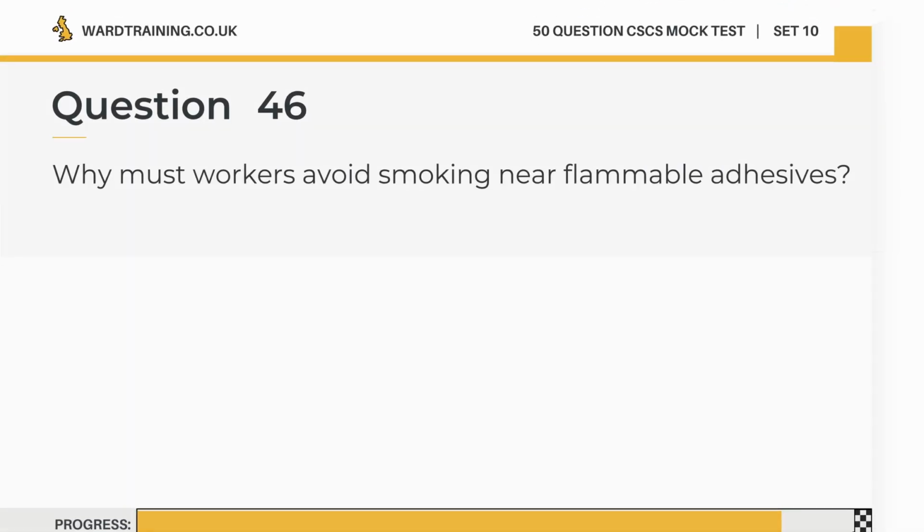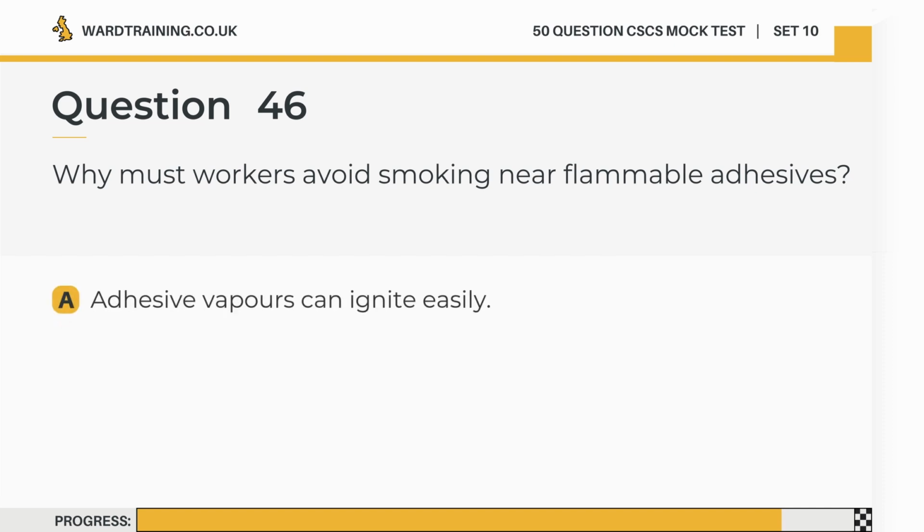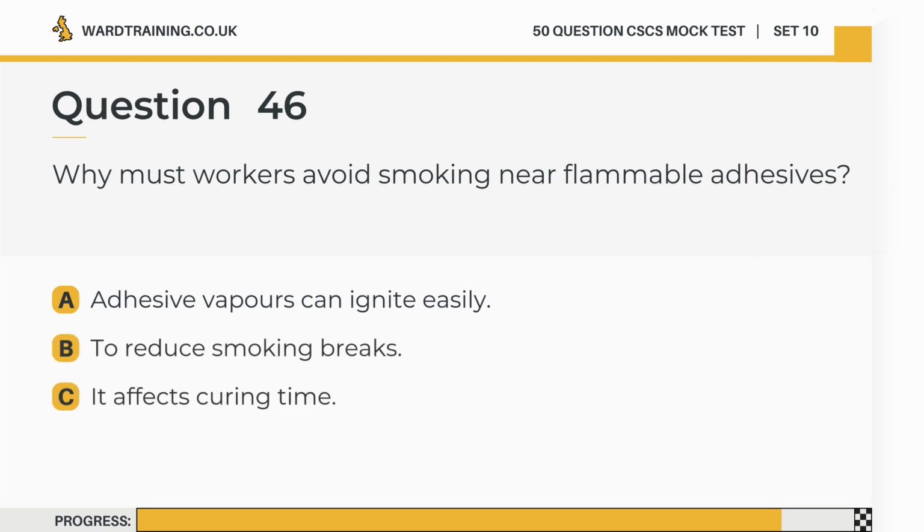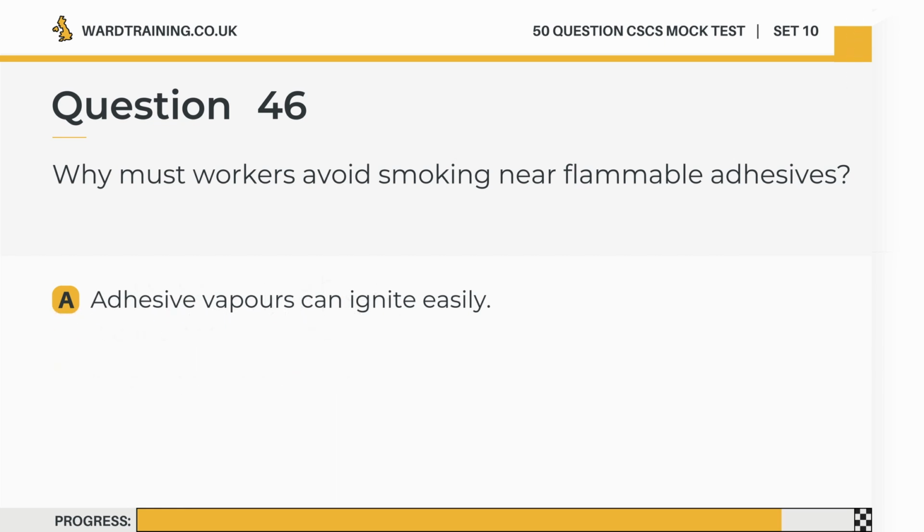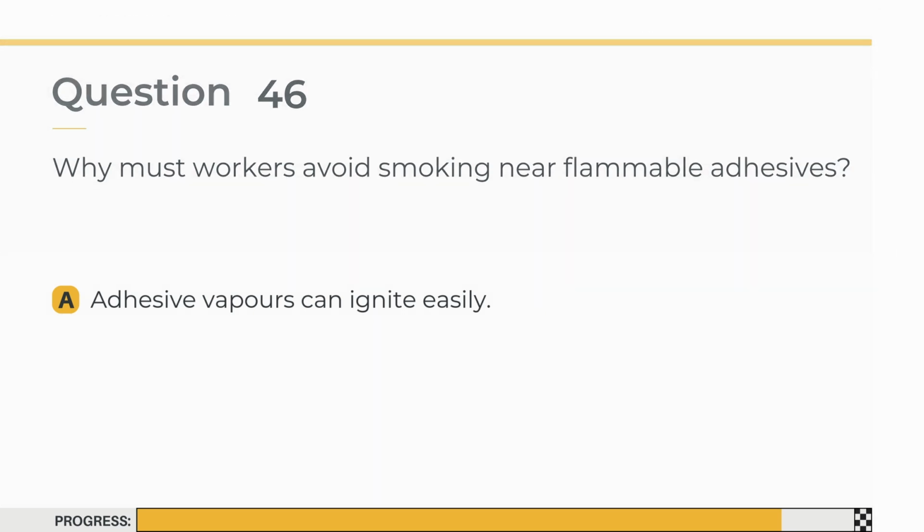Question 46. Why must workers avoid smoking near flammable adhesives? A. Adhesive vapors can ignite easily. B. To reduce smoking breaks. C. It affects curing time. D. It produces excess heat. The correct answer is A. Adhesive vapors can ignite easily.